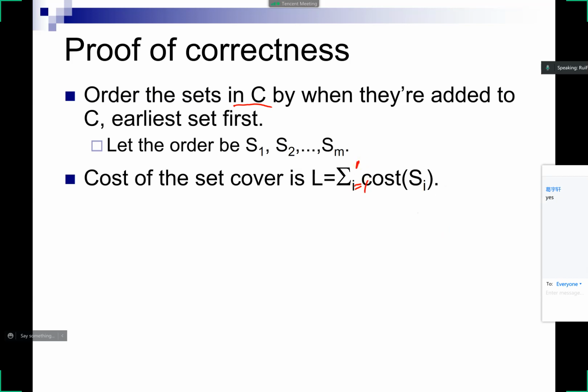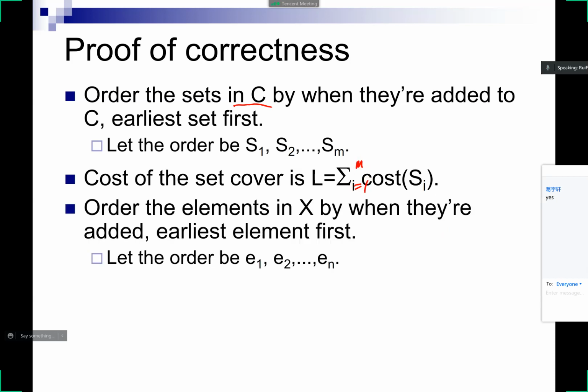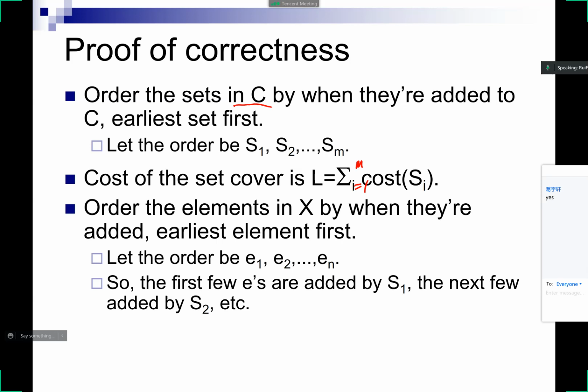So the sum goes from 1 to m. In addition to ordering the sets this way, we're also going to order the elements as E1 up to En, where this ordering is determined by when these elements got covered. For example, say we picked set S1 first, and it covered elements E1, E2, E3. Then these three elements are the first three elements to get covered.